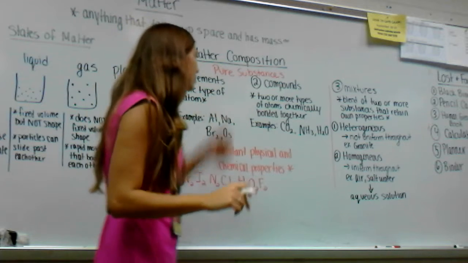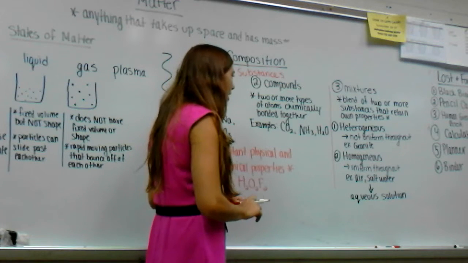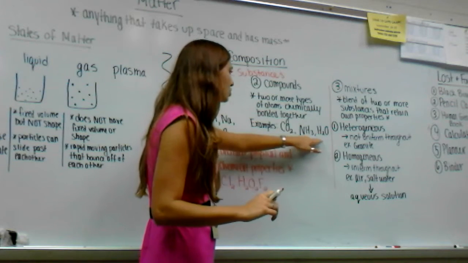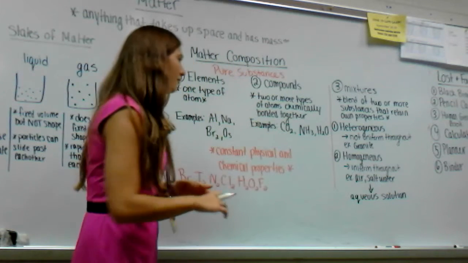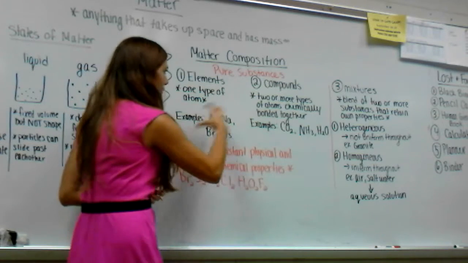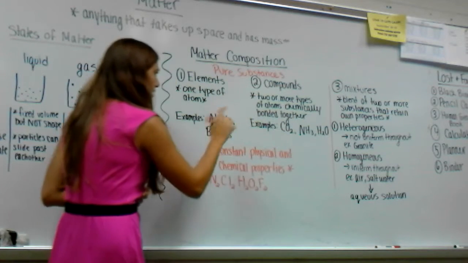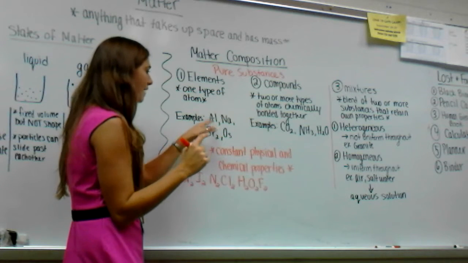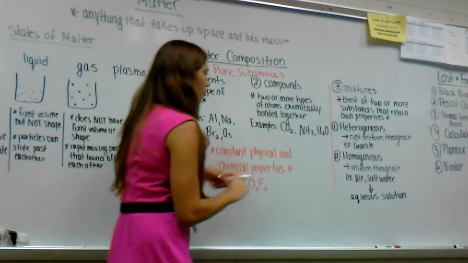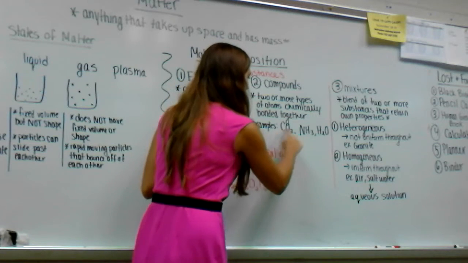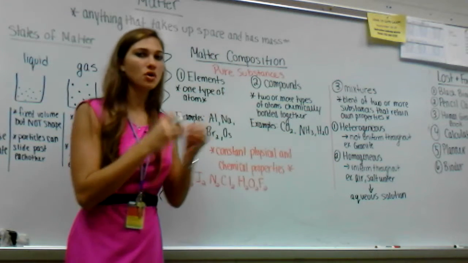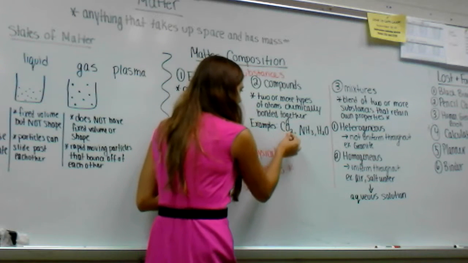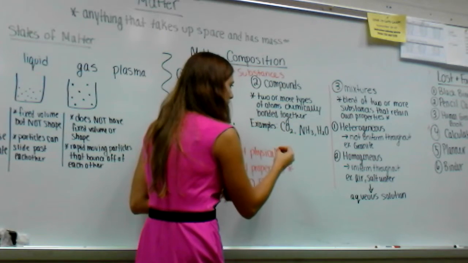Okay, compounds. Now we have 2 or more types of atoms chemically bonded together. So examples of this are going to be carbon dioxide, NH3, H2O. Now if we look at the difference between something in our elements versus something in our compounds, notice how we only have one element, one type of atom, so we have aluminum, where here we have carbon and oxygen. So you have multiple types of atoms bonded together. We know that they're bonded together because when we write them, we're writing it together, not separately.